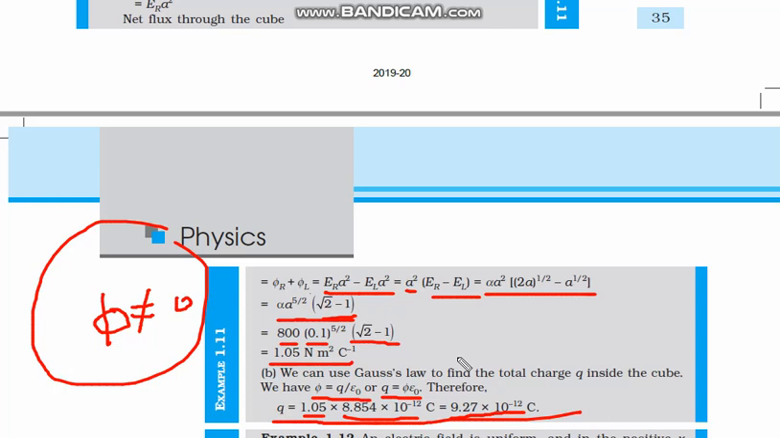Why do we consider a charge inside? Because phi was not 0. Phi was not 0, that means there must be some charge inside. And how can we calculate? Q is equal to simply phi epsilon naught. And for calculating this, you have to use log tables or a scientific calculator.